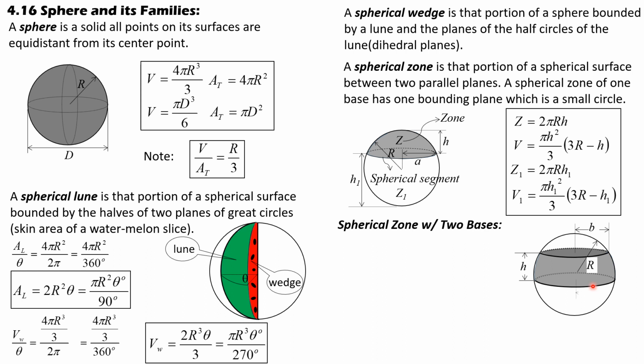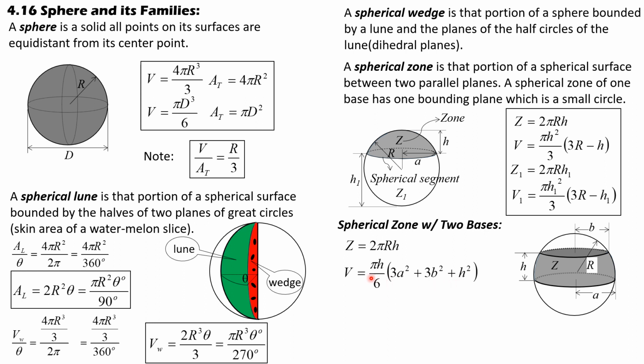Then the upper radius is b. The lower radius is a. And the zone is still 2 pi rh. And the volume is pi h over 6, quantity 3a square plus 3b square plus h square. So that's the zone area, so 2 pi rh. The volume of the solid with two bases, spherical segment with two bases, is pi h over 6, quantity 3a square plus 3b square plus h square.